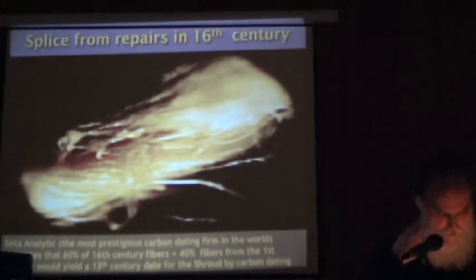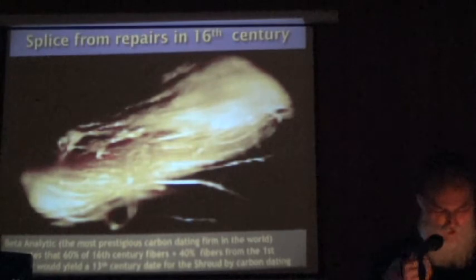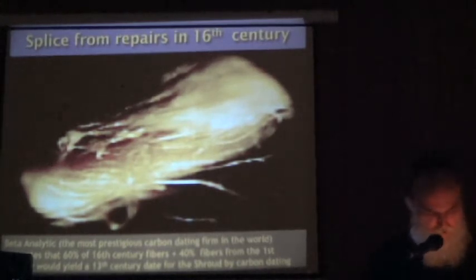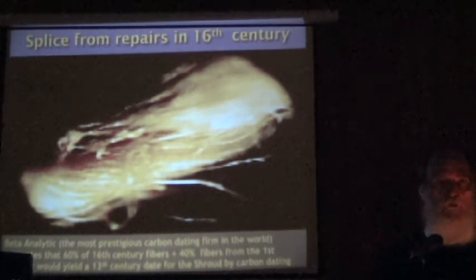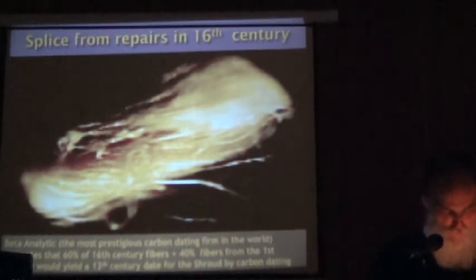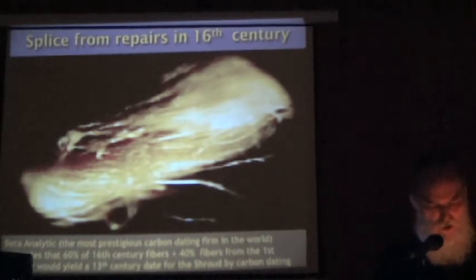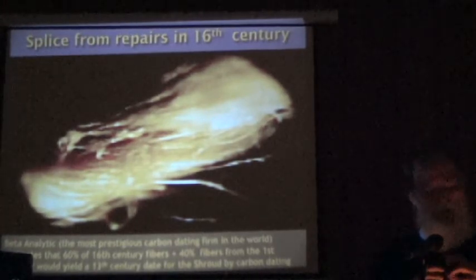So they used a beta analytic estimate of the fibers that showed 60% were 16th century, 40% from 1st century would yield a 13th century date. As it turns out, that's what they had done, and he ended up publishing his work in Thermochimica Acta in 2005. This is not the sort of journal that any of us would read except the man with the tie in the back with the chemicals on it. It's a very sophisticated peer-reviewed journal. And in the case of the shroud, what was dated in 1988 was confused because they had mixed the two.